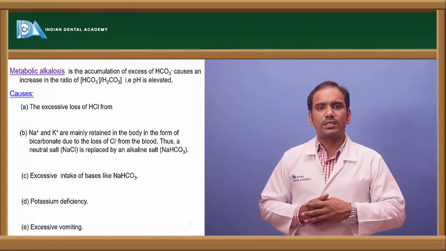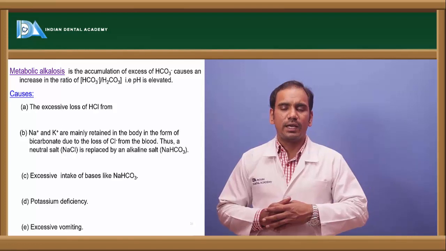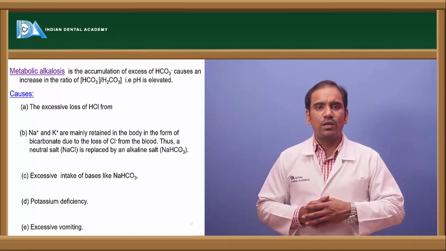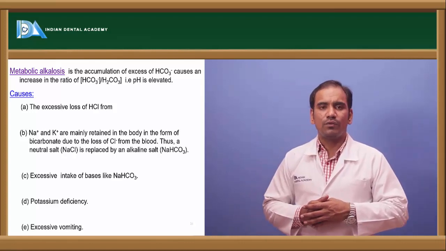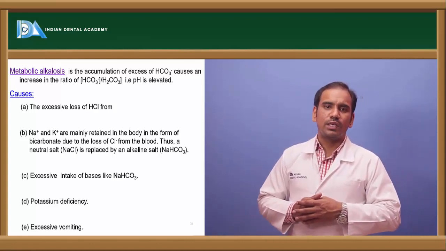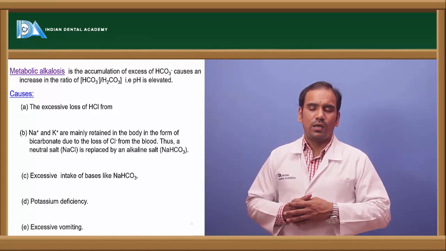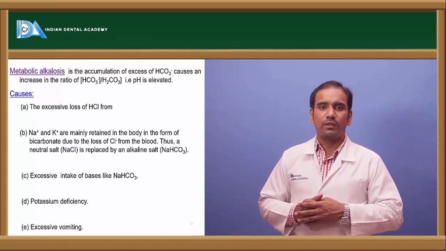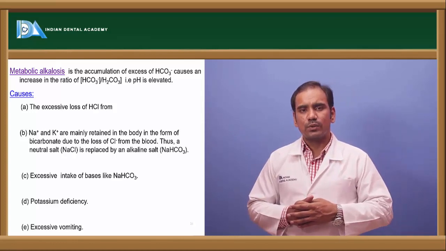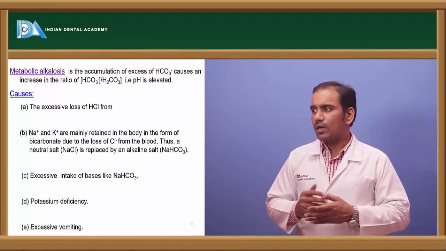So in all these conditions, the ratio is increased. So what is that ratio? The ratio is bicarbonate to carbonic acid. It is more than 20. So alkali reserve is increased in case of metabolic alkalosis, with the deficiency of carbonic acid. That is the main reason in case of metabolic alkalosis.